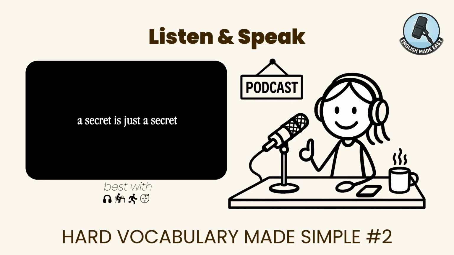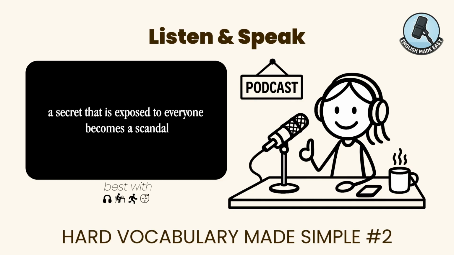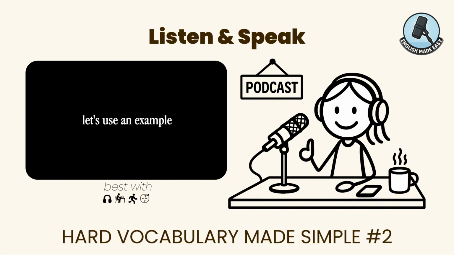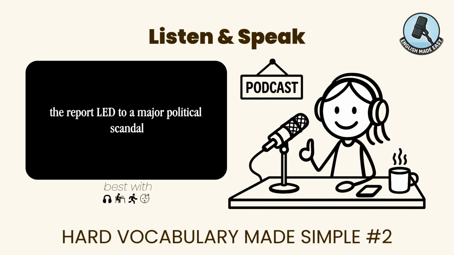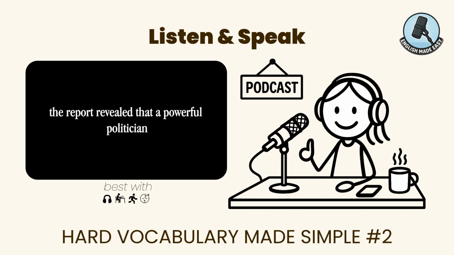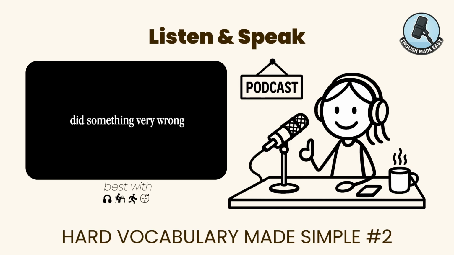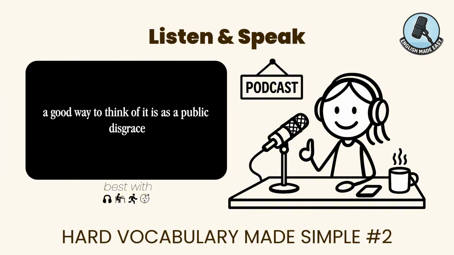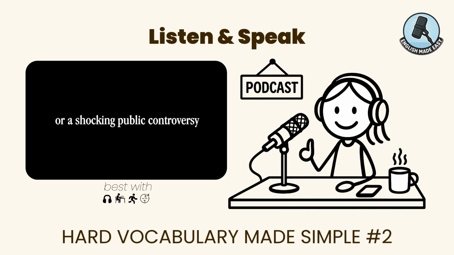A secret is just a secret. A secret that is exposed to everyone becomes a scandal. Let's use an example. The report led to a major political scandal. What does this mean in simple words? The report revealed that a powerful politician did something very wrong, and now everyone knows about it, causing a lot of public anger. A good way to think of it is as a public disgrace or a shocking public controversy.